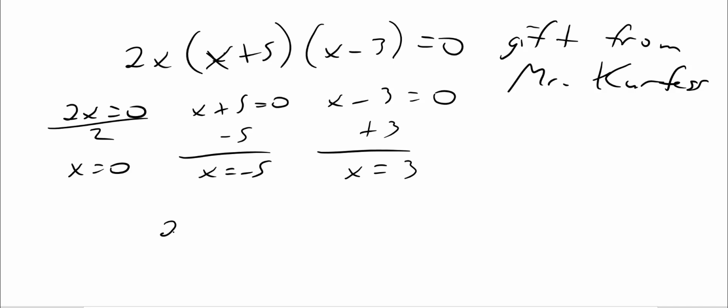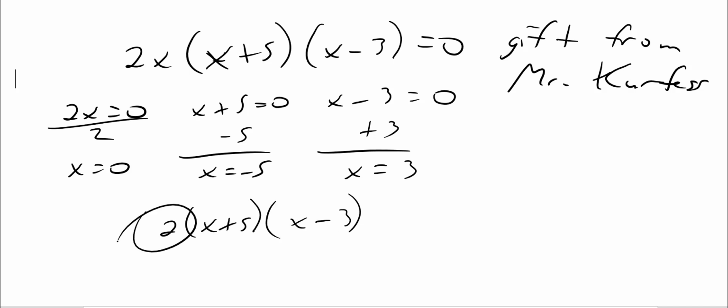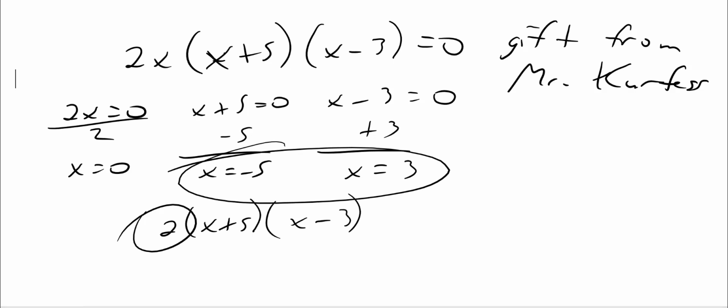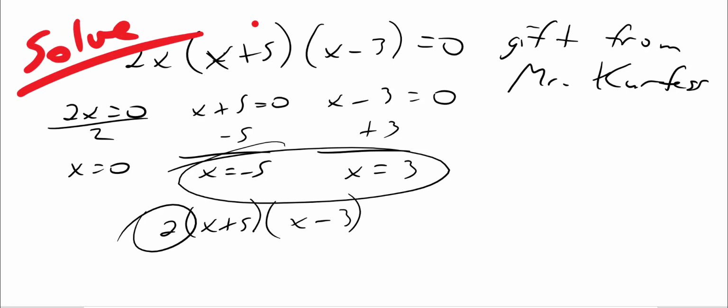Remember, if it was just 2 parentheses, x plus 5, x minus 3, please do not set 2 equal to 0. All right, it's very sad. So you just have these two answers here, the x equals negative 5 and x equals 3. Okay? And again, don't forget, the directions will say solve. Okay? And some of the problems will be factored out for you already, but if they're not factored, then you got to do all your other work. You got to do greatest common factor, difference of two squares, X method, whatever you need to do to factor it out, and then set it equal to 0.